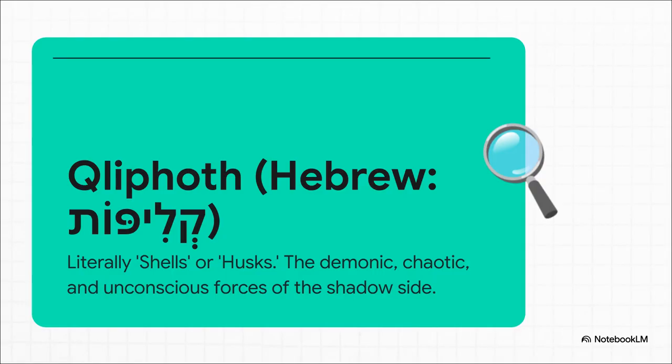So what is this shadow tree actually made of? It all comes down to this one word, Qliphoth. It literally means husks or shells, which kind of sounds empty, doesn't it? But here's the kicker. Grant completely flips this idea on its head. He says they're not empty shells at all. No, they're bursting with this raw, chaotic, primal energy, basically all the stuff we've pushed down and called demonic.